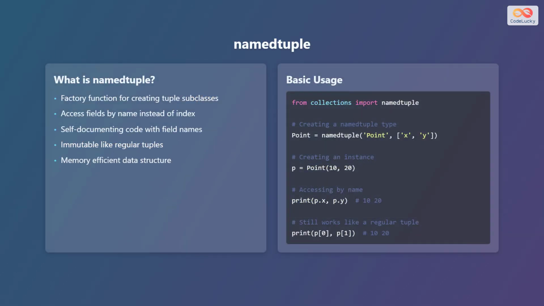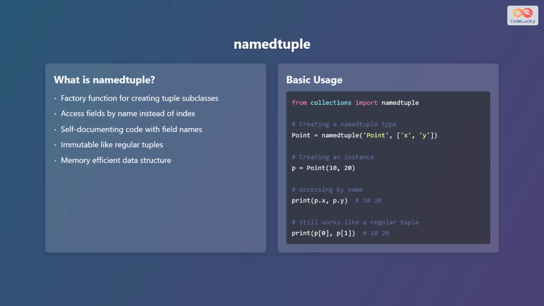Let's explore named tuples. A named tuple is a factory function for creating tuple subclasses. You can access fields by name instead of index. Named tuples allow for self-documenting code with field names, and they are immutable just like regular tuples. They also offer a memory-efficient data structure.